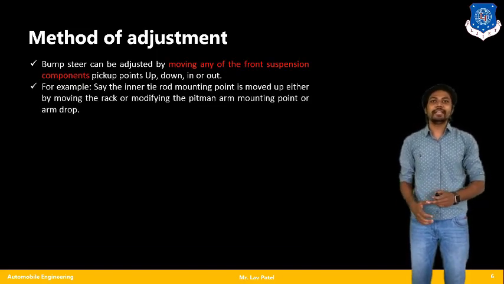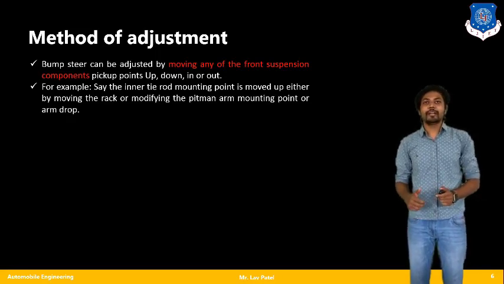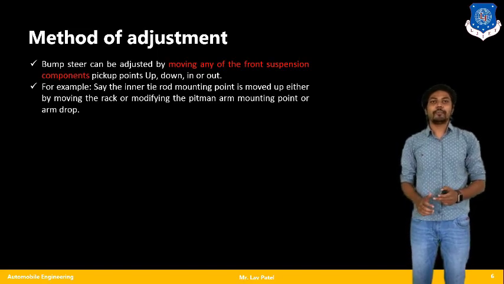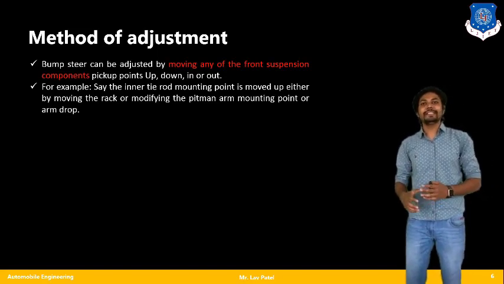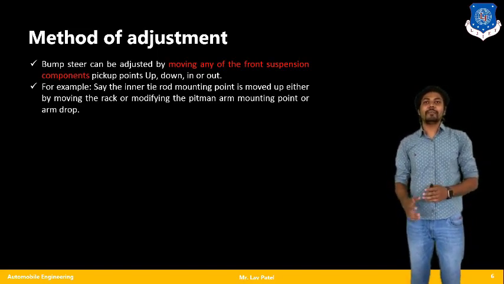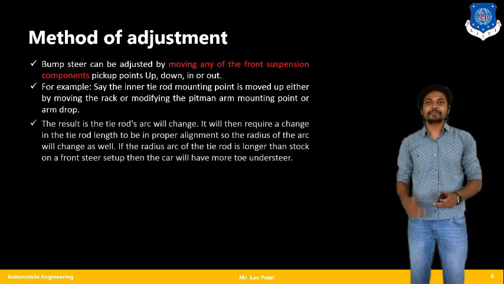So let us say the inner tie rod mounting point is moved up, either by moving the rack or modifying the pitman arm mounting point or arm drop. So that is one example. According to that example, we can say that there are a number of factors or points that we are going to modify to recover from that bump steer condition.